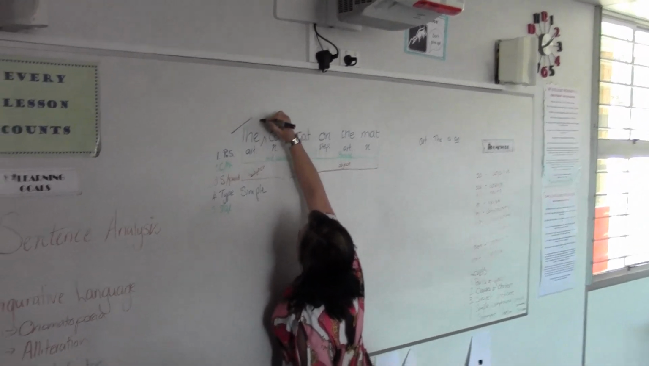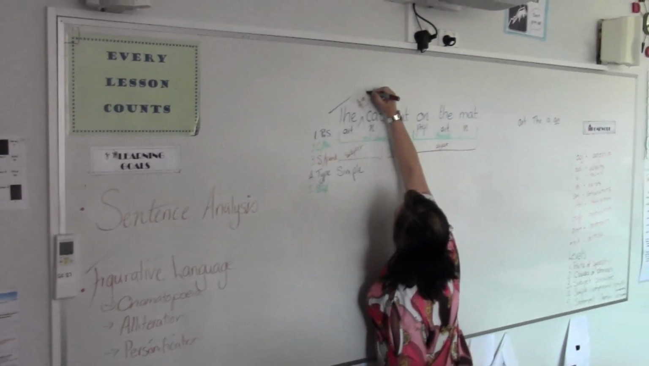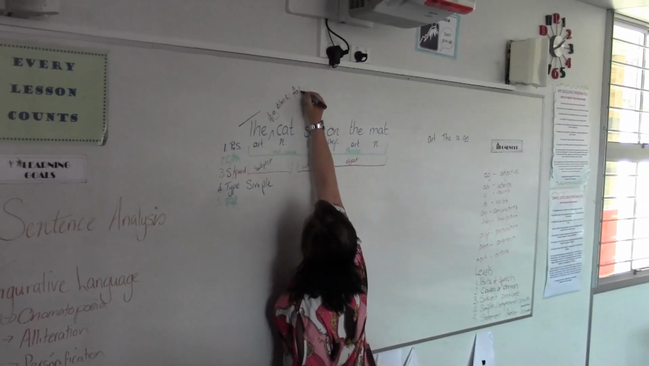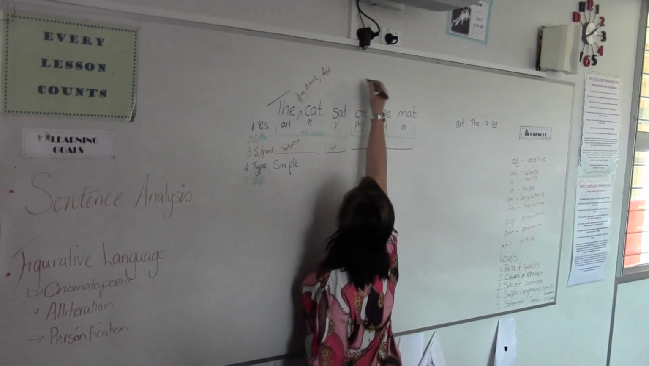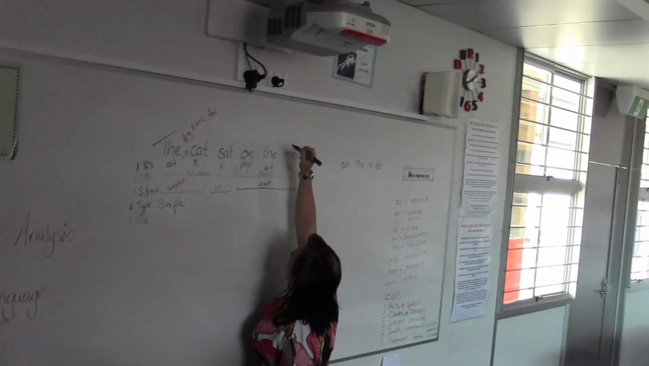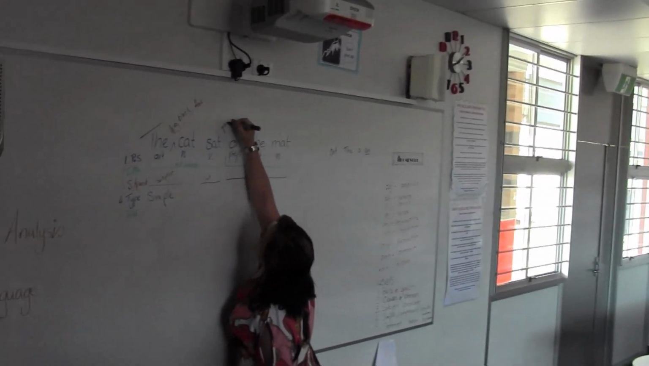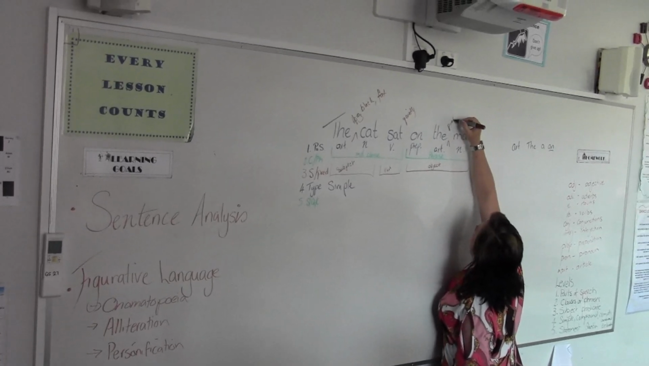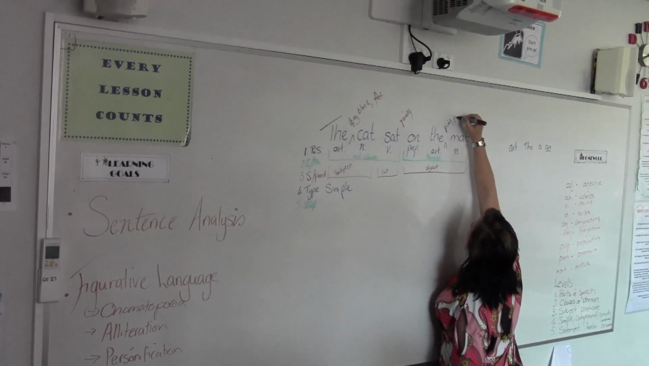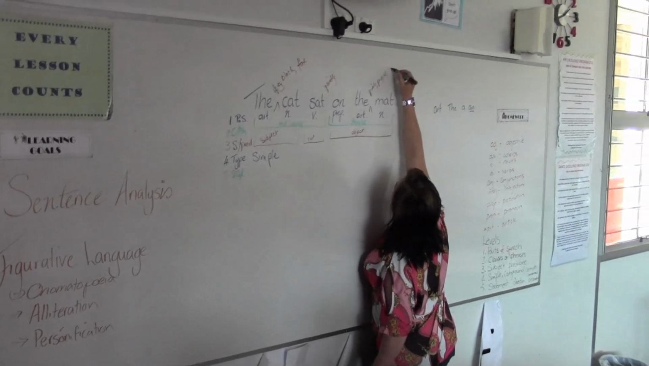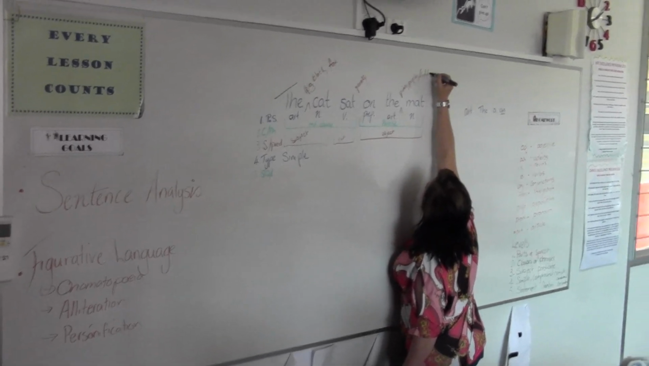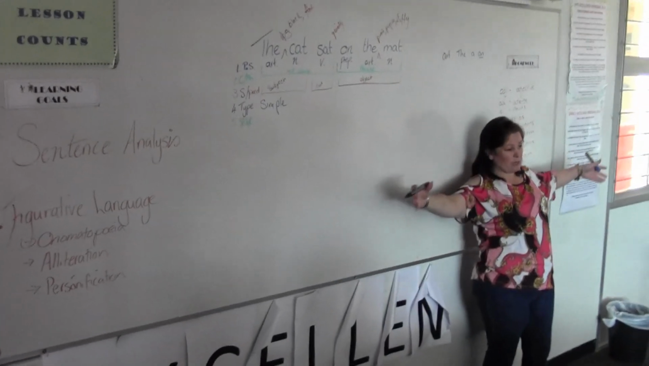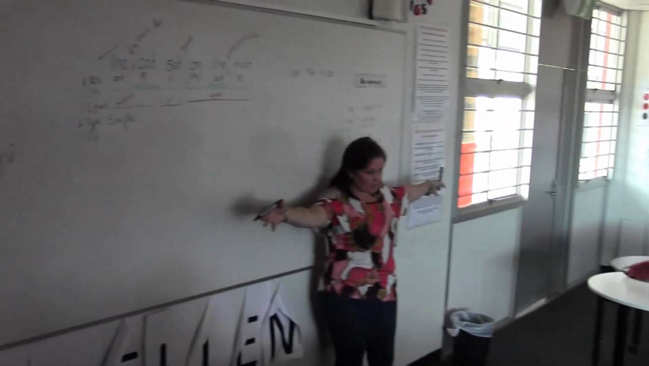The big, black, fat, ugly cat. We could keep going. Sat quietly on the ugly, pink, fluffy, purple mat. Notice that I've extended that sentence so it could be extremely long. It's still a simple sentence.